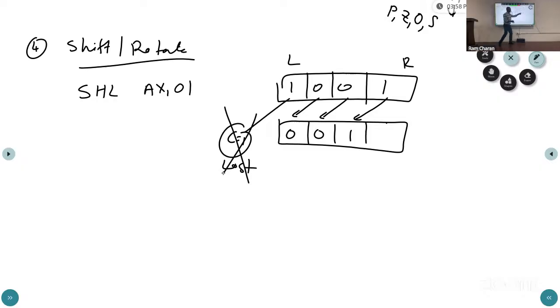Next, what will be here? Logical shift: insert zeros here. However many positions you shift, that many zeros are added on the right hand side. When the data moves right to left, you add the zeros at the right hand side. Similarly for the SHR operation. Next, ROR.